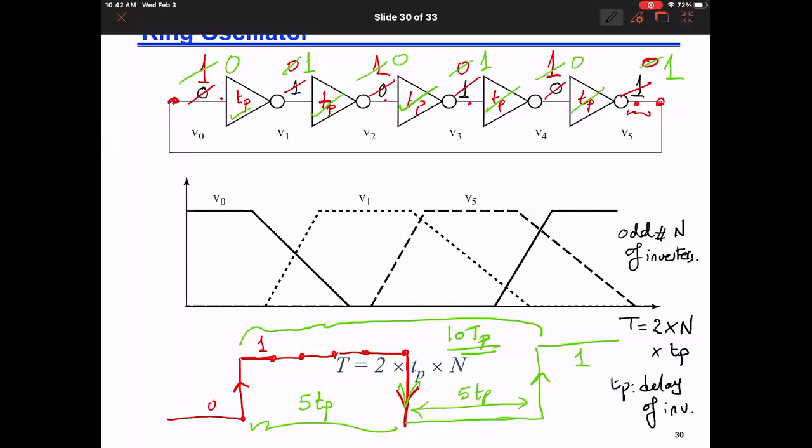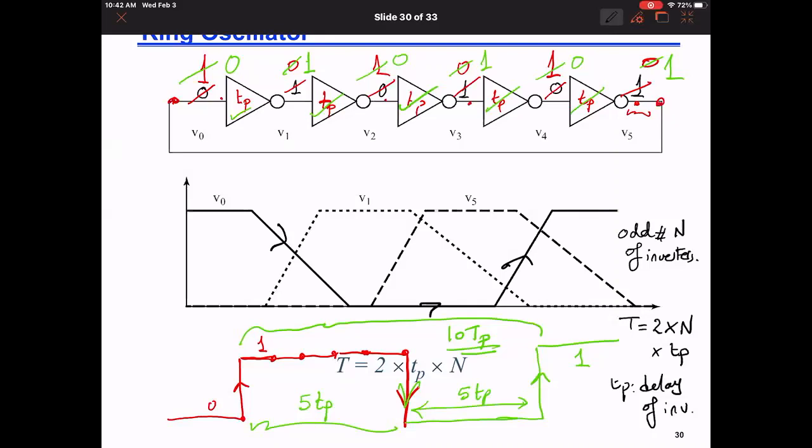Now, the same that we see at node 0, it is really fluctuating up and down. Also, the other nodes, any other node inside this ring oscillator, node 1 or node 2 or node 3 or node 4, will really also be oscillating, but it will be delayed by one inverter.